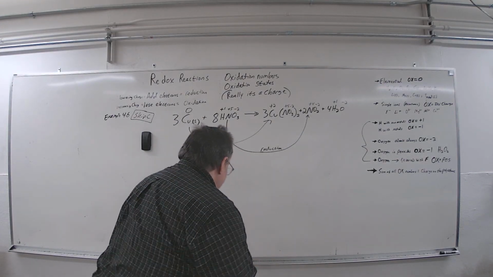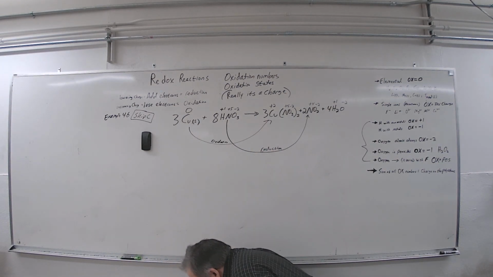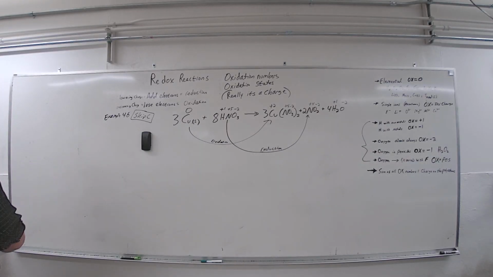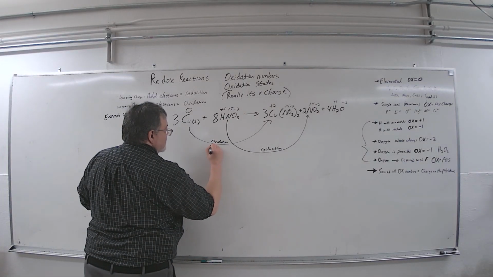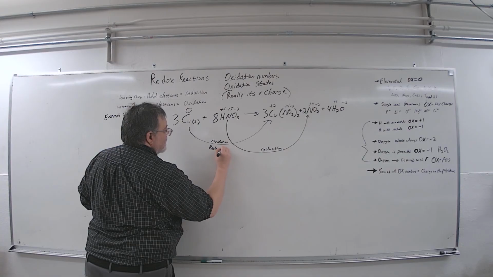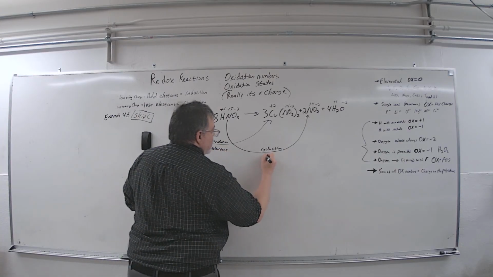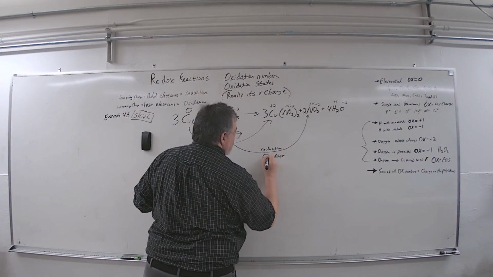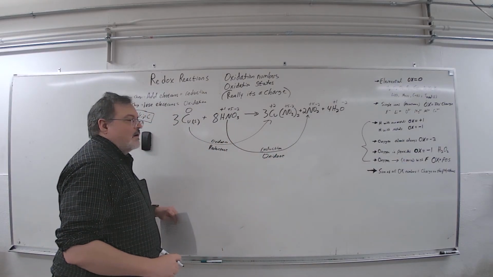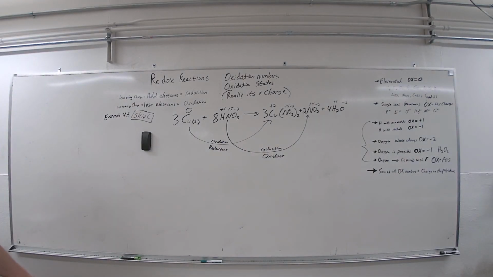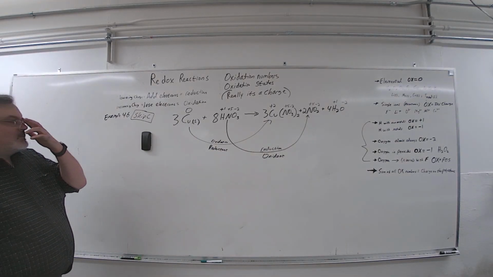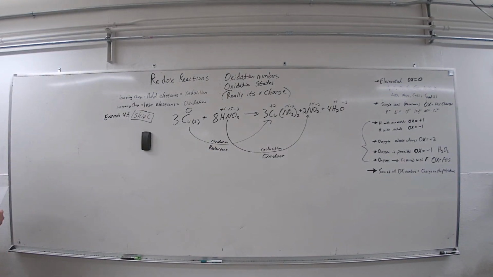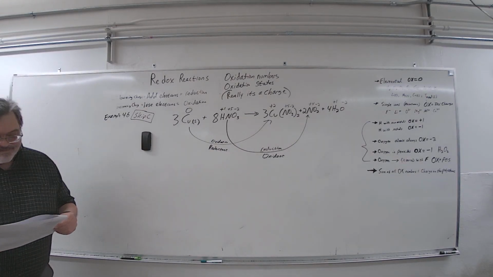Which one is the reductant? Reductant. Huh? Copper. This is the reductant. This is the oxidant. Redox reactions. Should we do more of these? Huh? You say no?